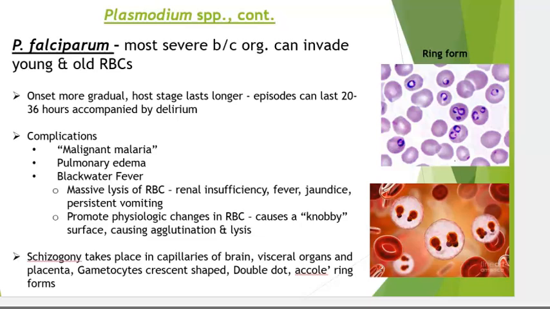In falciparum, you have what's called a double dot ring form, and that's what you're seeing here, this little double dot, and you're supposed to be able to see it up in the rings, the extra little double dot in the ring forms of Plasmodium falciparum.